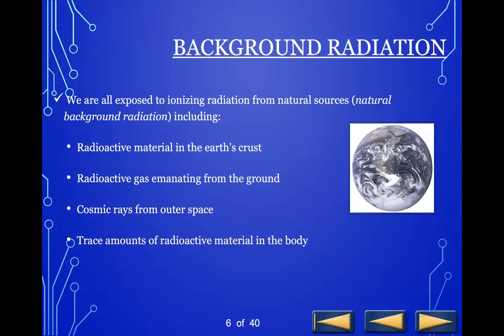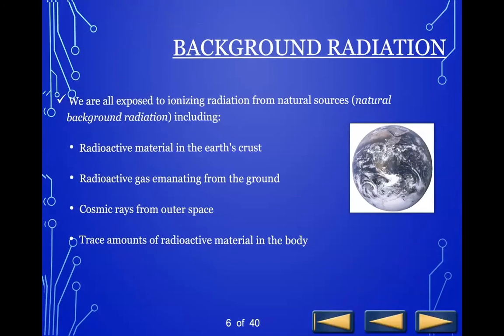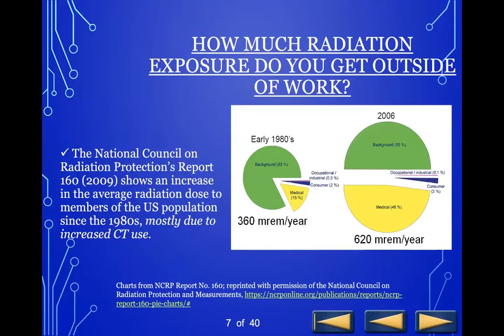Background radiation. We are all exposed to ionizing radiation from natural sources. These include radioactive material in the Earth's crust, radioactive gas emanating from the ground, cosmic rays from outer space, and trace amounts of radioactive material in the body. How much radiation exposure do you get outside of work? The National Council on Radiation Protection's report shows an increase in the average radiation dose to members of the US population since the 1980s, mostly due to increased CT use.